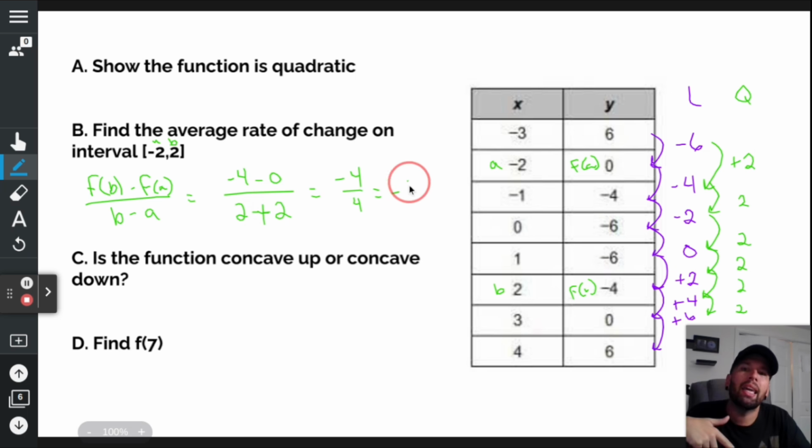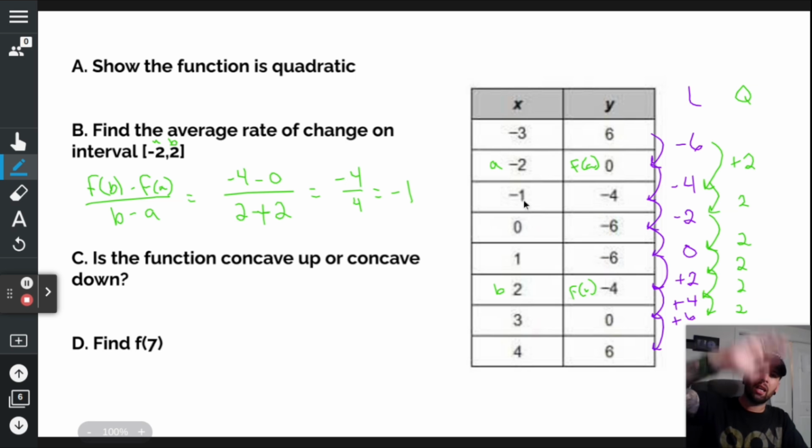I get -1 as my average rate of change on the interval. So if I were to graph all these dots and connect this point to that point, I'm going to get a slope of -1. Is the function concave up or concave down?